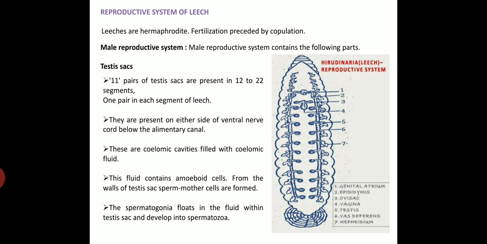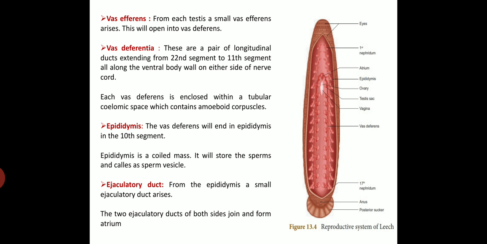From the walls of the testis sac, the sperm mother cells are formed, and the spermatogonia float in the fluid within the testis sac and develop into spermatozoa. Next it is the vas efferens. From each testis, a small duct, the vas efferens, arises. This will open into the vas deferens.